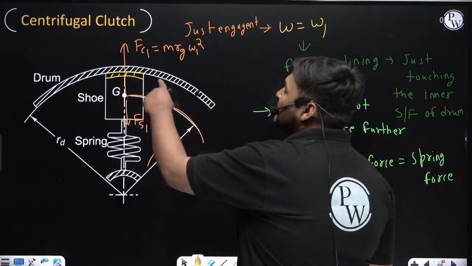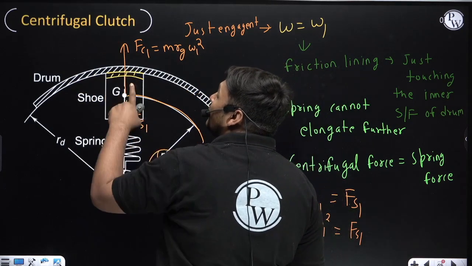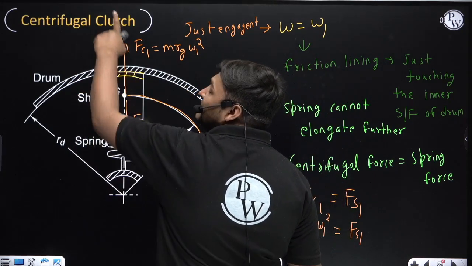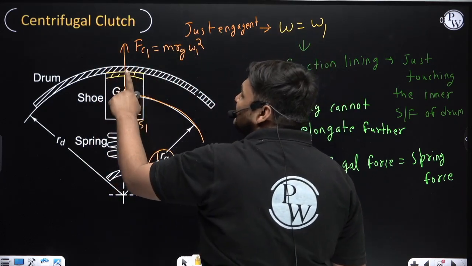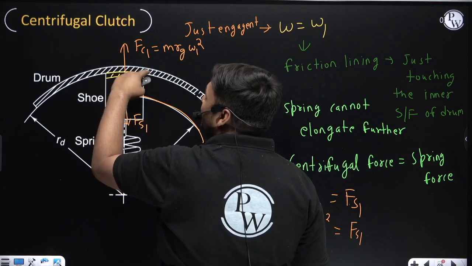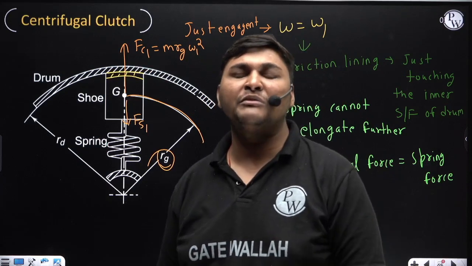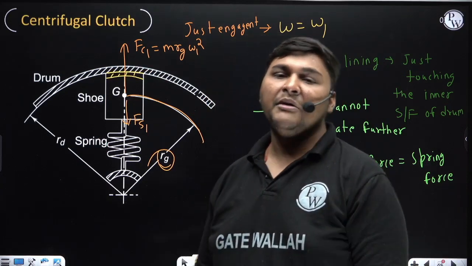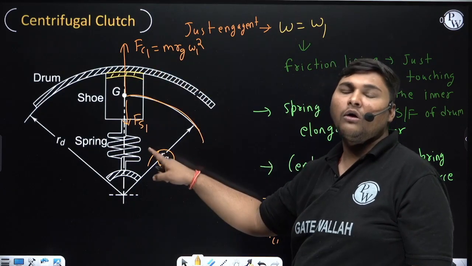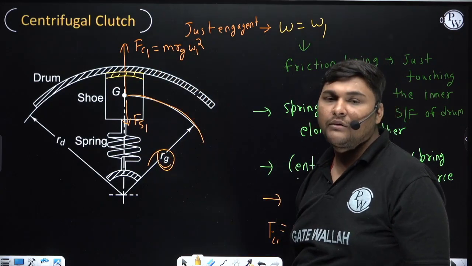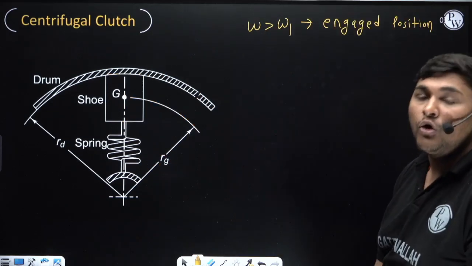Because although this friction lining has touched this drum, here this friction lining is not trying to move further at omega equal to omega 1, because it has just touched the drum. And since it is not trying to move further, no pressure will come between this. And no pressure means no normal force, no normal force means no friction force, means no torque. At just engaged position, although it is touching the drum, no torque will transmit from input to output side. But what will happen when the speed of the driving shaft goes beyond omega 1?